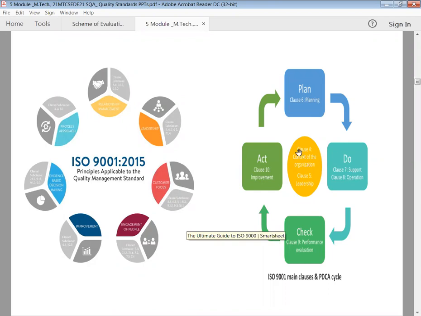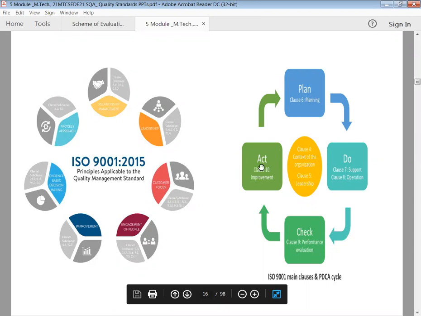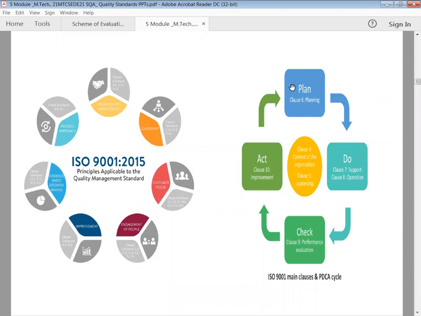But if it goes to the software industry, they focus on plan. The planning is mentioned in class 6, called planning. Do is mentioned in class 7, support, and class 8, operation. Check is mentioned in class 9, performance evaluation, and act is based on improvement. So the software industry ISO certification is based on plan, do, check, and act. The plan is mentioned in 6, do is mentioned in 7 and 8, check is mentioned in 9, and act is mentioned in 10.